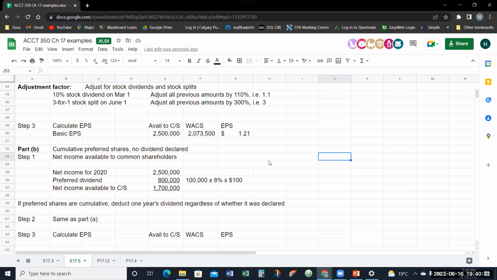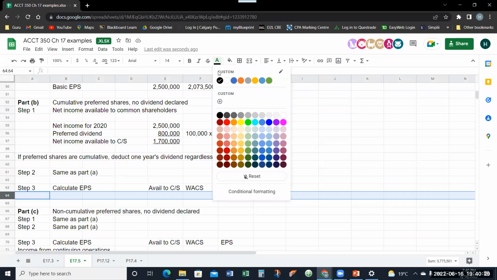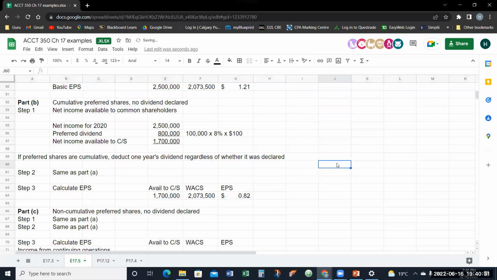All right. So step 2 would be the same as part A. You already know the numbers. So basic EPS in this case will be 1.7 mil divided by 2,073,500 shares. That's 82 cents.